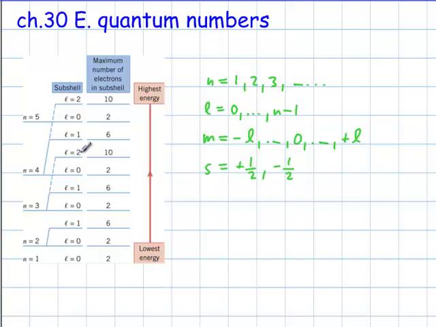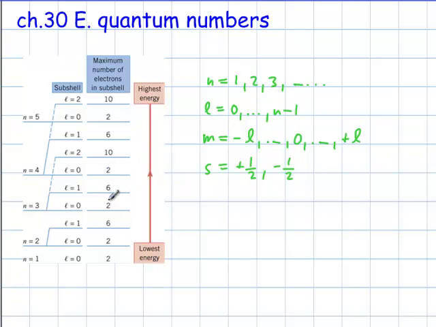And for L equals 2, I would have negative 2, negative 1, 0, plus 1, and plus 2 for the M, which is 5 possibilities. And then each of those could have a spin plus 1/2 or minus 1/2, so twice the 5 is going to be 10. And then for L equals 1, I would have 3 possibilities for the magnetic quantum number, negative 1, 0, and 1. So I come up with 6 because each one of those can have a spin of plus 1/2 or negative 1/2.